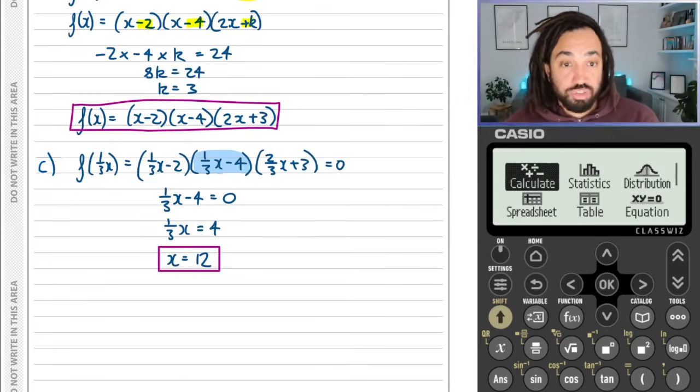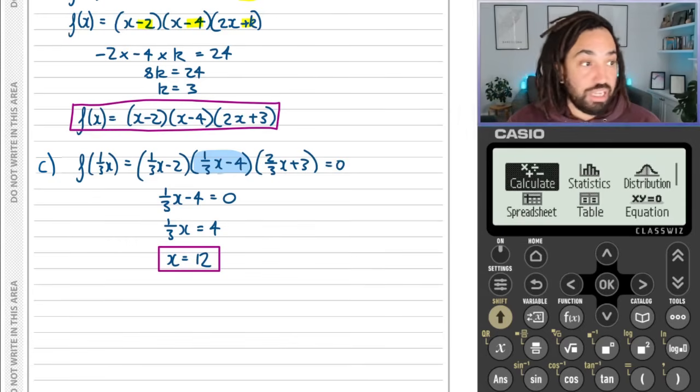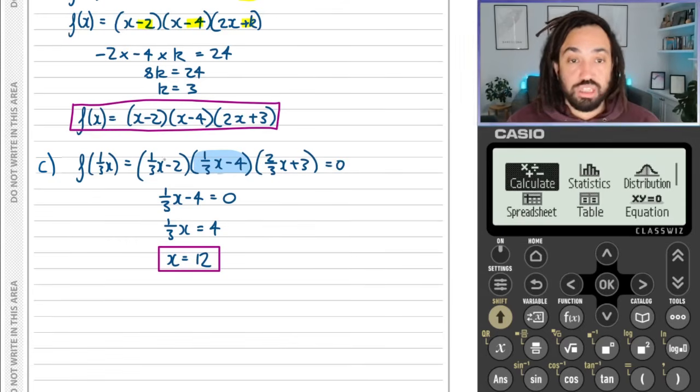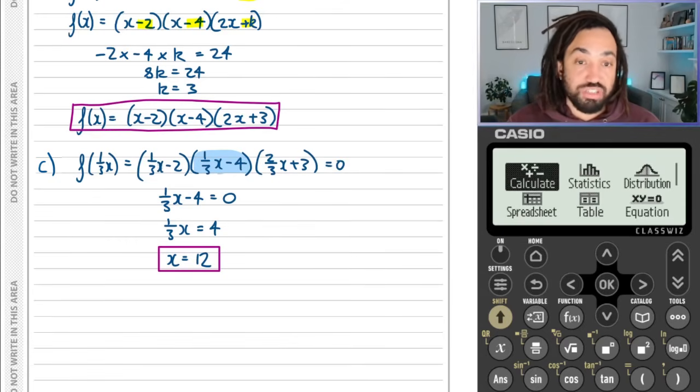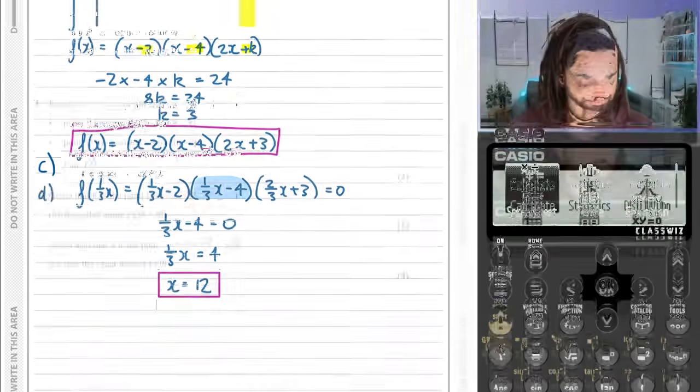And of course, if you would have solved the other brackets equal to 0, well, this one here you would get a negative answer, and this one here you would end up with 6. You'd have 2 times 3, which is 6. So 12 is the answer.